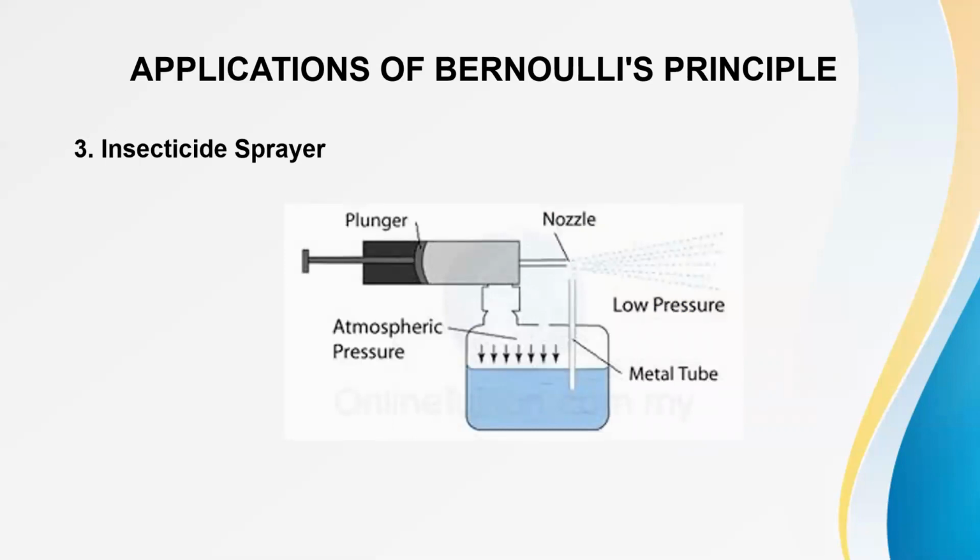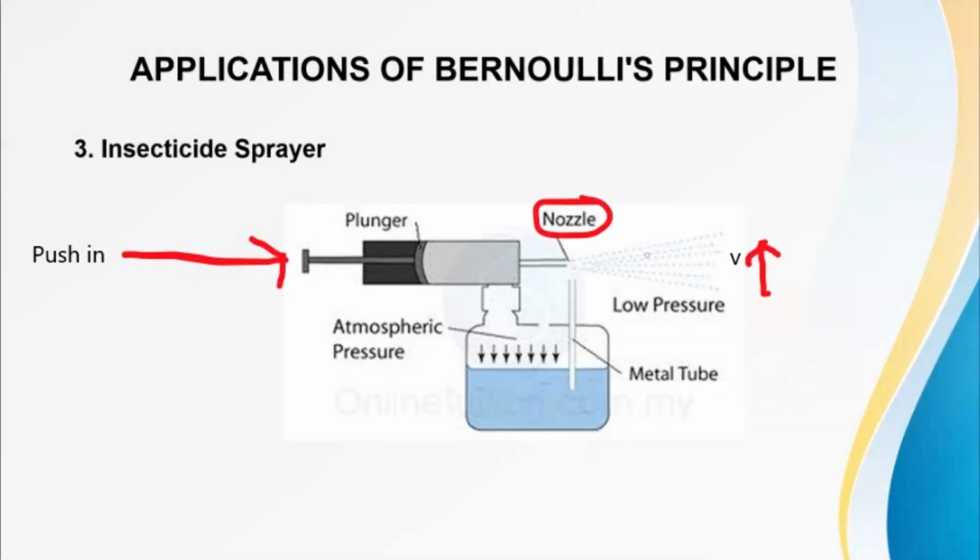Next application is insecticide sprayer. When the plunger is pushed in, the air flows at a high velocity through the nozzle. The flow of air at high velocity creates a region of low pressure just above the metal tube. The higher atmospheric pressure acts on the surface of the liquid insecticide, causing it to rise up the metal tube. The insecticide leaves the top of the metal tube through the nozzle as a fine spray.